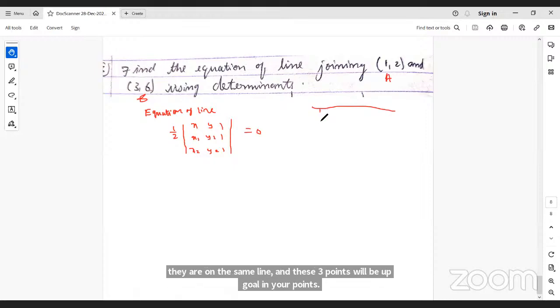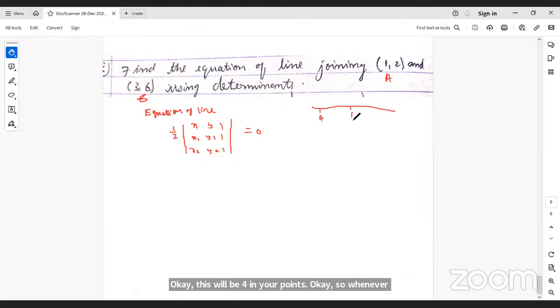Whenever the 3 points we consider are on the same straight line, the area of the triangle will be equal to 0. So to find the equation of the line, we consider the area of the triangle equal to 0. We substitute the points. 1 by 2 into the determinant equals 0, so there is no need of simplifying 1 by 2; if we shift it to the RHS, it will be 0. So directly we can find the determinant now.